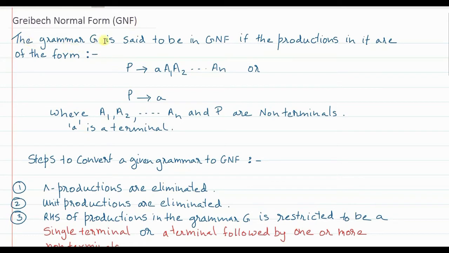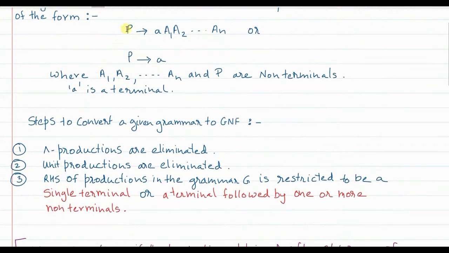The grammar G is said to be in GNF, or Greibach normal form, if the productions in it are of the form P gives a A1 A2 up to An, or P gives a, where capital A1, capital A2 up to capital An, along with capital P, are non-terminals and small a is a terminal.